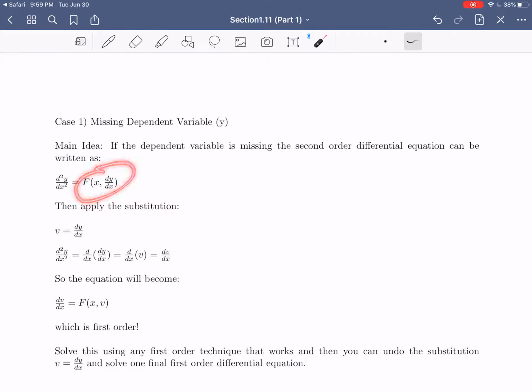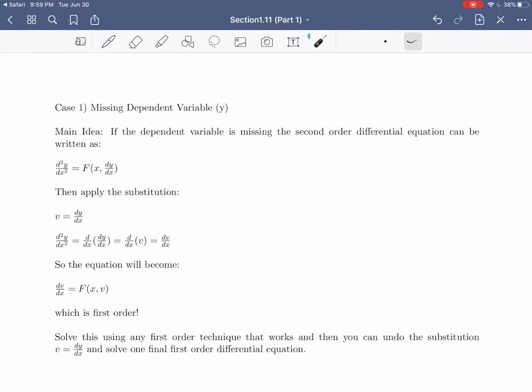Why do I know we can do that? Well, because there are going to be no y's in the differential equation. So if you isolate the second derivative on one side, everything else that remains is just going to be in terms of x, the independent variable, and the derivative. All right, then we're going to try to apply this substitution: v equals dy over dx. So we're going to use v equals dy/dx.